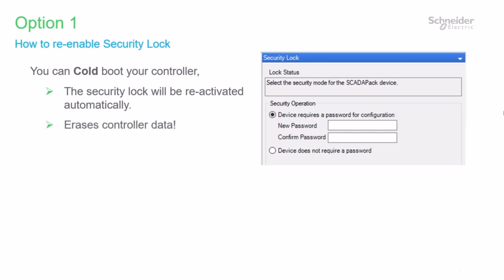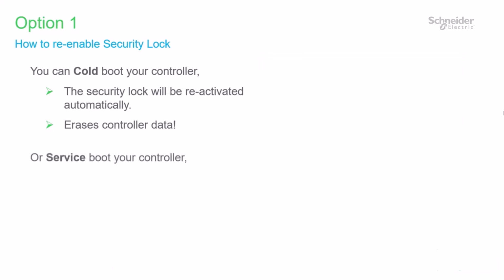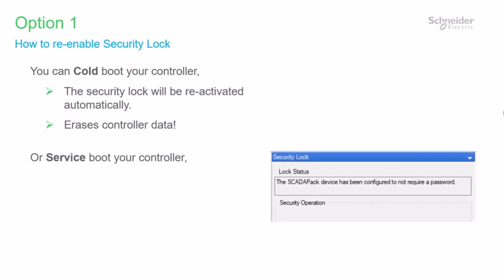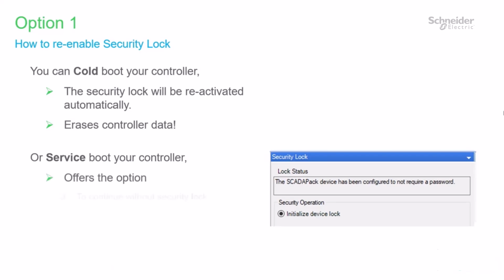But the cold boot erases the controller data, so that's pretty severe just to re-enable security lock. That's why we offer the service boot as well. So once again, if we selected the security lock dialog and then do a service boot, this dialog changes to this one. Notice the bullet option at the bottom now. So we have an option. We can continue by canceling this dialog and not require a password, or proceed ahead and apply initialize device lock.